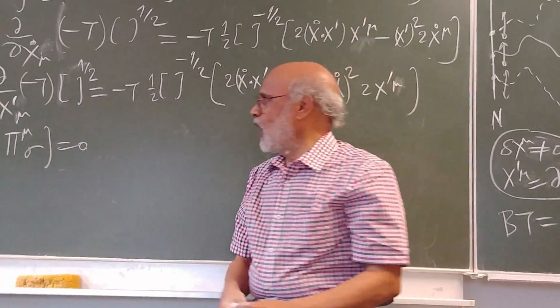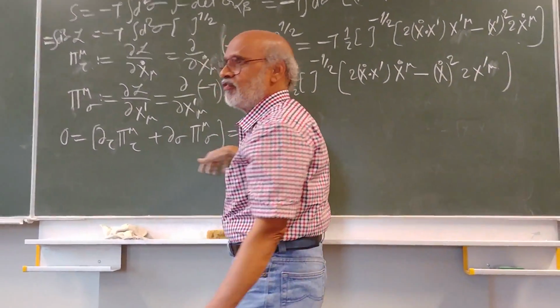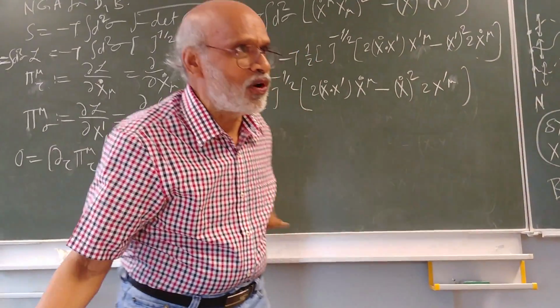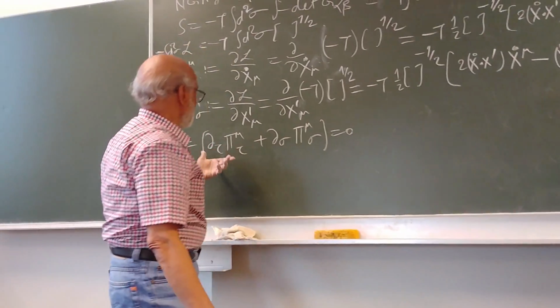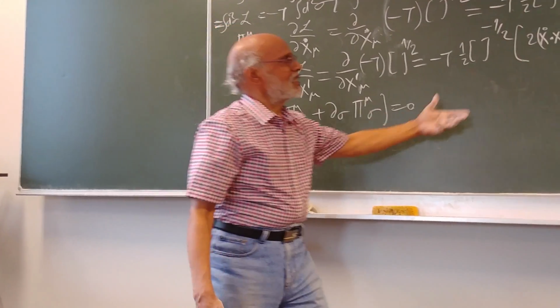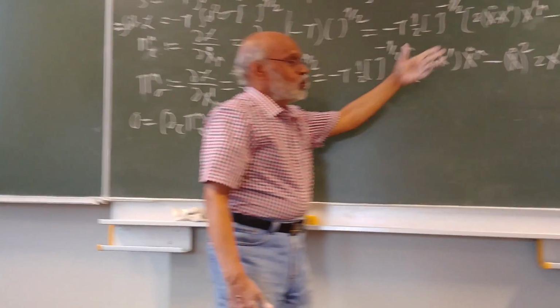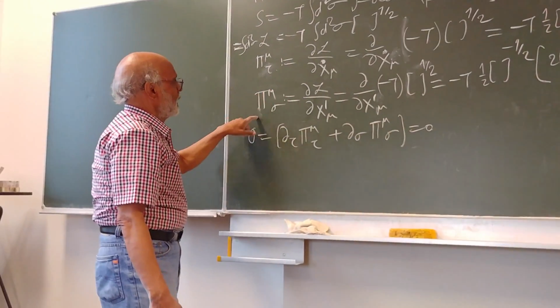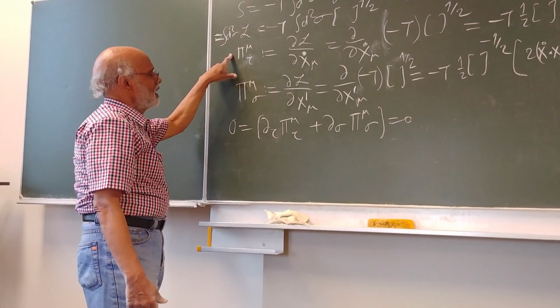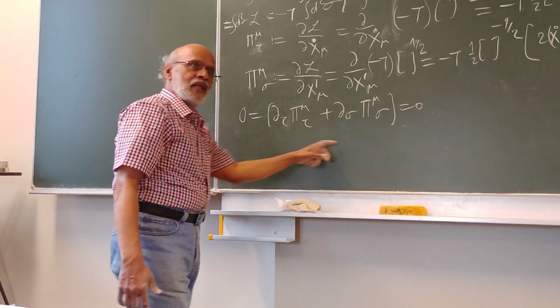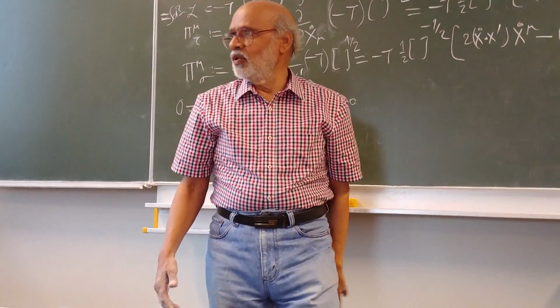All right? So this is one way of verification. This is not a proof of this equation. Proof we are going to take up now. But this statement nevertheless can be verified with these two objects you have here, pi mu of tau and pi mu of sigma. Take its time derivative, take its space derivative, add up the two, and this should give you 0.